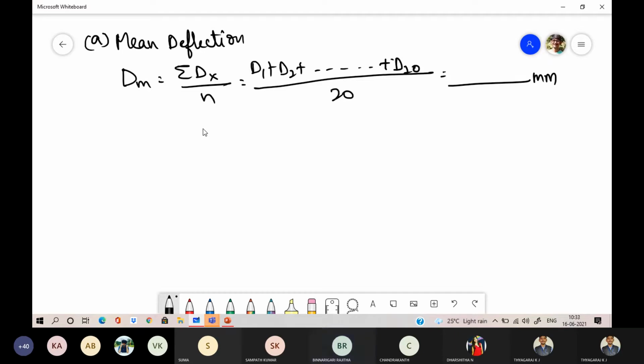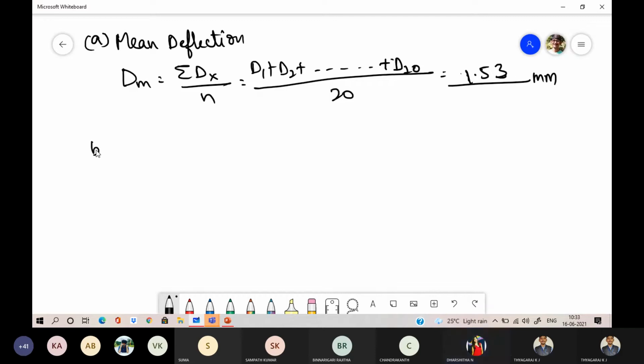So what is the mean value you have got? Kindly tell me what is the mean? 1.63, sir. How much? Is it correct? 1.53, sir. Okay. It is 1.53.